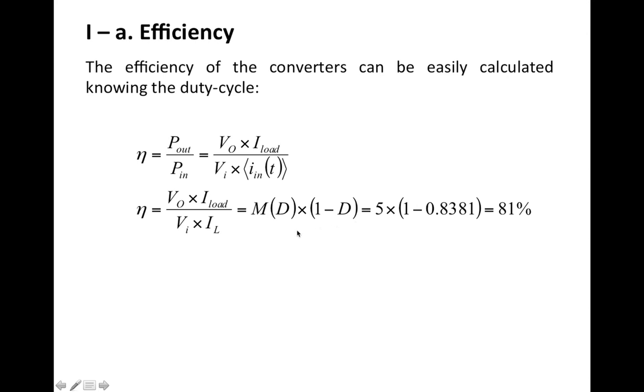For the duty cycle that we just calculated, 83.81%, we can plug in the numbers, and it turns out that the efficiency in this case is 81%. So we lost 20% of our input power due to our lossy inductor, the on resistance of our MOSFET, and the diode with non-zero forward voltage.